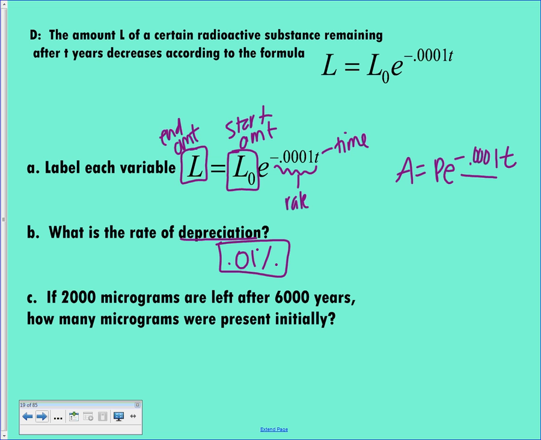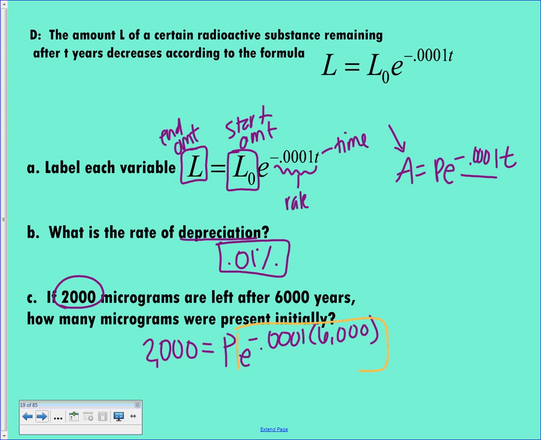Letter C, if 2,000 micrograms are left after 6,000 years, how many were present initially? So this one we're working backwards. If 2,000 is how much I'm left with, that's what I'm going to plug in on the left-hand side. And I'm actually just going to use this equation because I'm more comfortable with it, so no big deal. So PE to the negative 0.0001 times 6,000 years. Now I'm trying to solve for P. Well, in my calculator, I can find this whole thing. I just do E to that number, because that's what it is, it's a number.